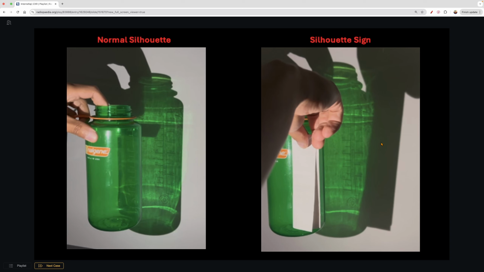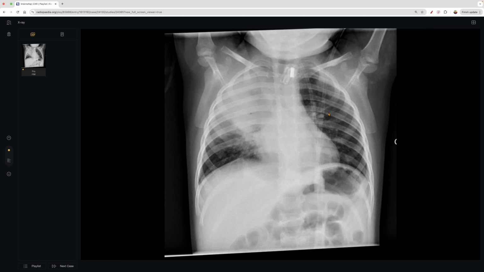So this would be the silhouette sign. You lose that border, and that's very important in determining the location of pneumonia. So let's run into this. For this, you can see here, pediatric patient. Again, you can see this from their bones, but we don't really see the right heart border a little bit superiorly. You're not really appreciating it well.